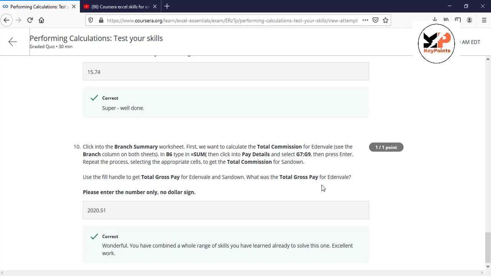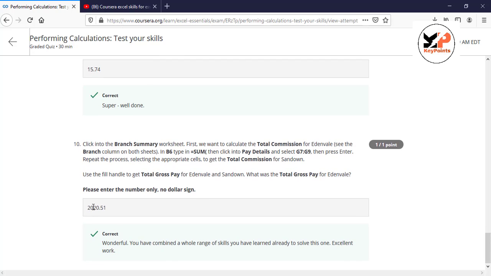What was the total gross pay for Eden Valley? So this is the number 10 question. The answer is 220.51. This is the last question's answer.